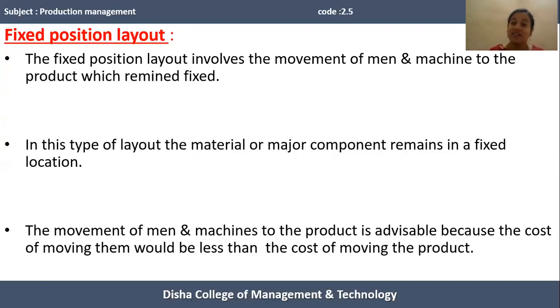In that case, it is advisable for the firm that the product should be fixed to a particular area, and man, machines, and other materials should move to that area for manufacturing the product only. Take the example of ship manufacturing. The product ship is a bulky, heavy one, and it is impossible to move the ship from one section to another section for manufacturing.